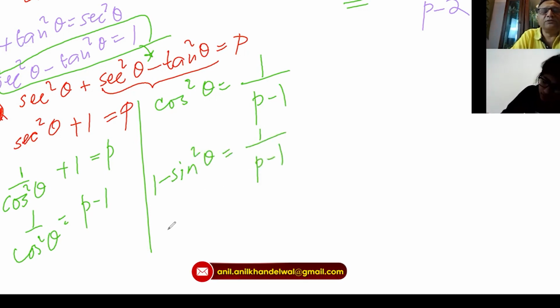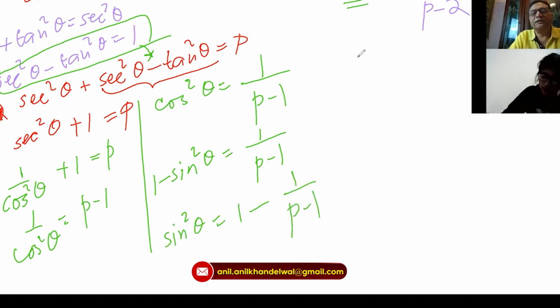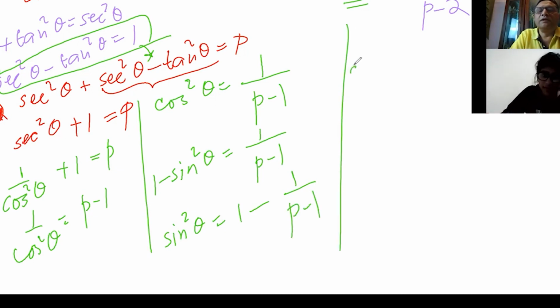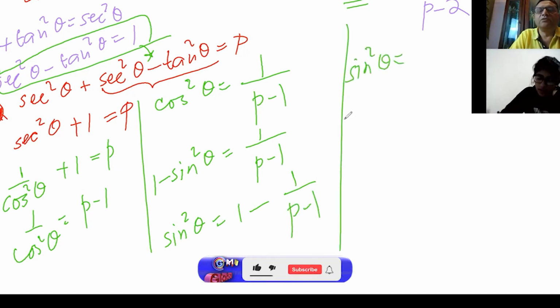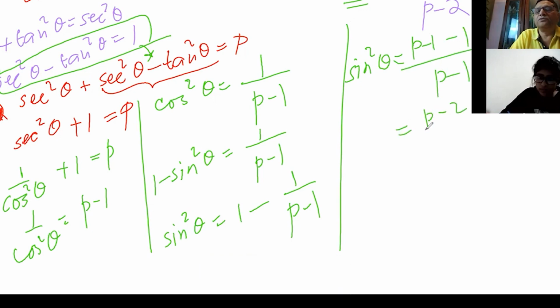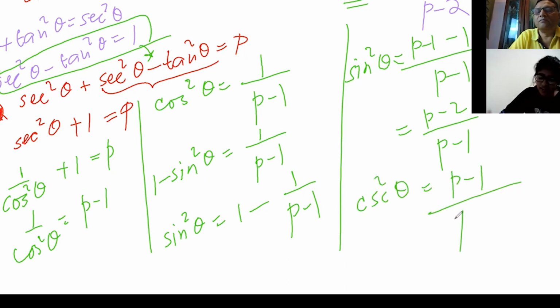So what is sine squared theta equal to? 1 minus 1 over P minus 1. So we have sine squared theta equals, cross multiplying, (P minus 1 minus 1) over P minus 1, which is (P minus 2) over (P minus 1). Cosecant is the reciprocal of sine. So that is how you could solve this particular question.